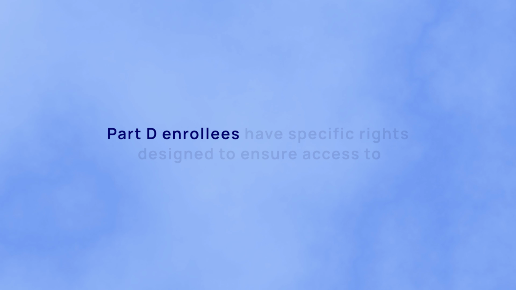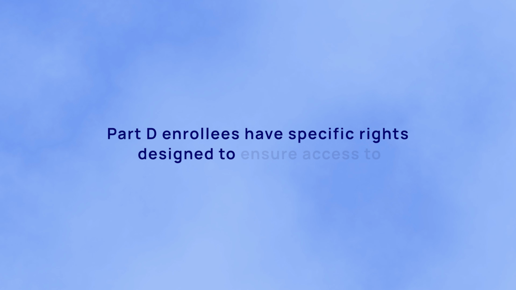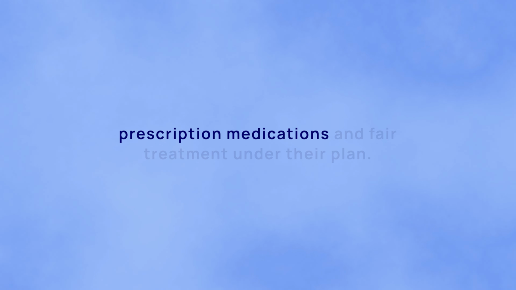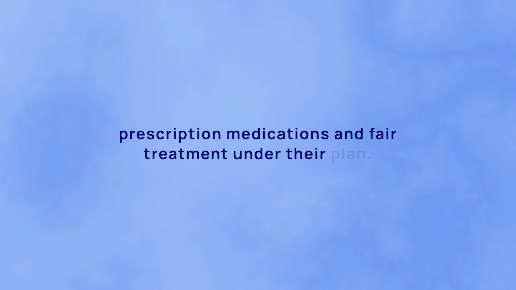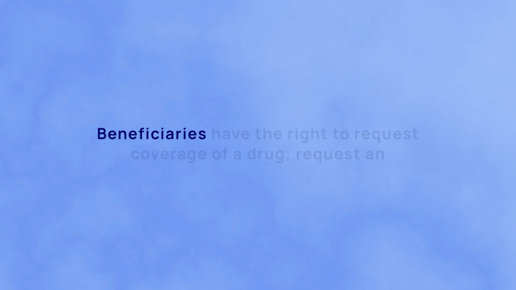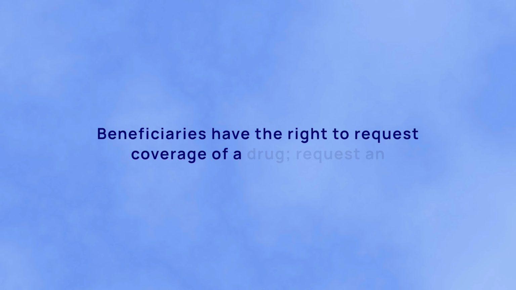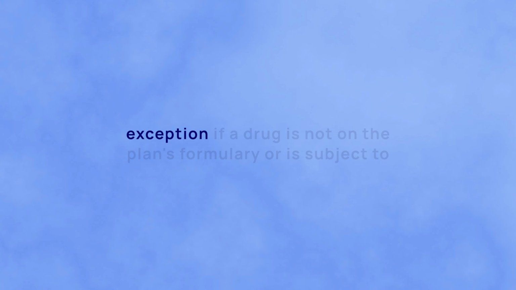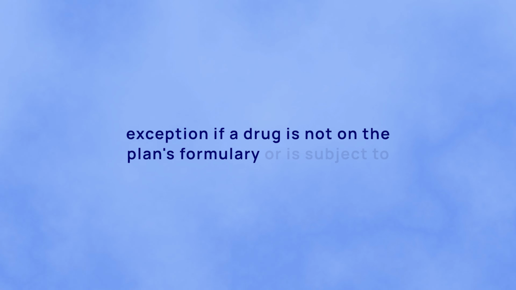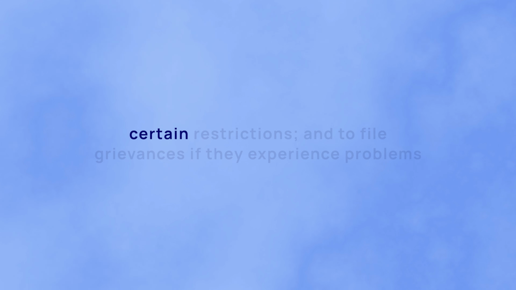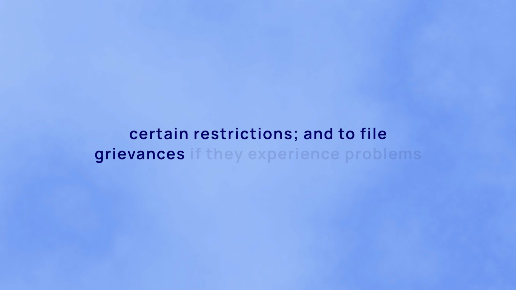Part D enrollees have specific rights designed to ensure access to prescription medications and fair treatment under their plan. Beneficiaries have the right to request coverage of a drug, request an exception if a drug is not on the plan's formulary or is subject to certain restrictions, and to file grievances if they experience problems with their plan or pharmacy. Understanding these rights helps beneficiaries navigate their coverage and ensures they can access the medications they need.